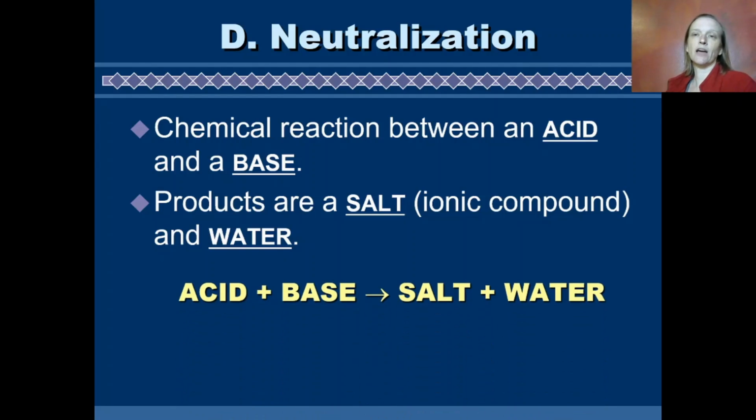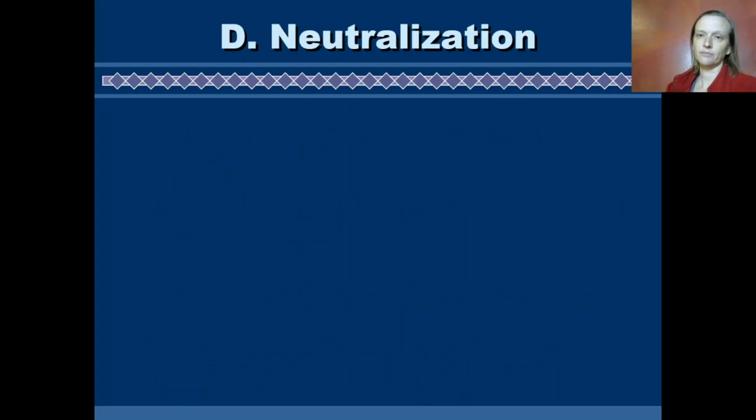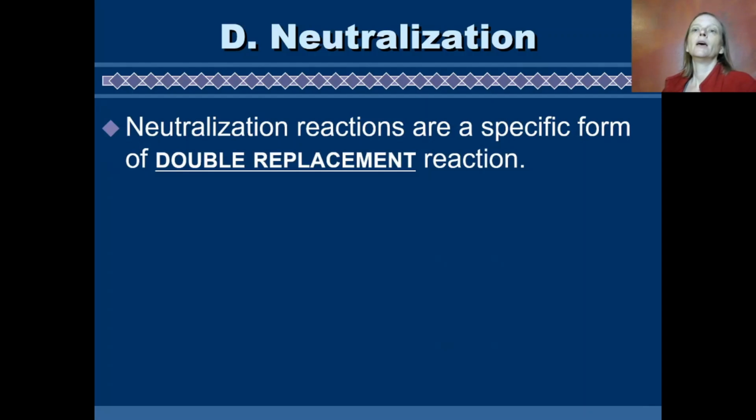So here's the summary of the kind of reaction. Acid plus base makes salt plus water. When you're predicting what salt is going to be formed, you just balance the charges of the ions to determine the correct formula for the salt. Neutralization reactions are one specific subcategory or example of double replacement reactions.